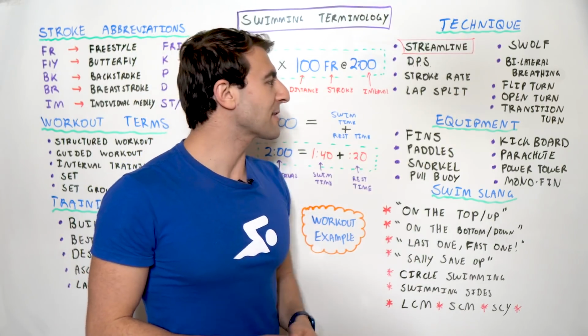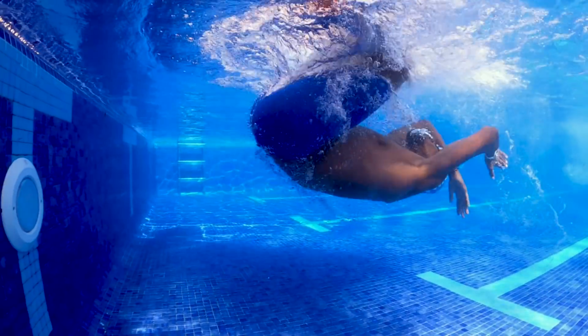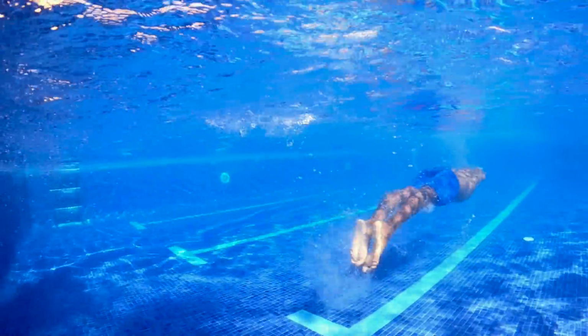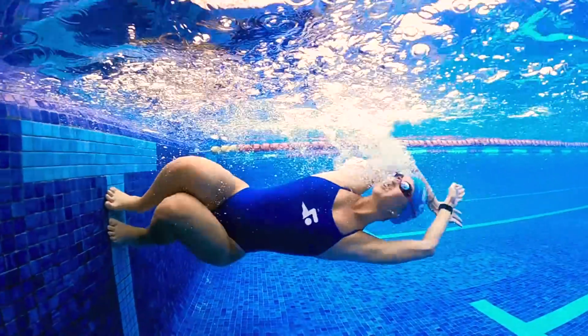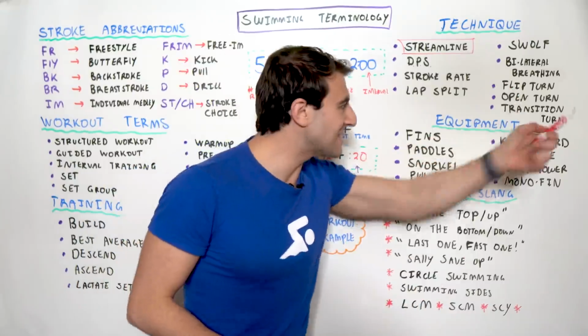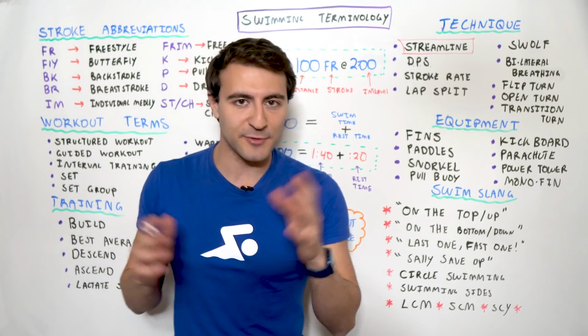Then we have 3 different kinds of turns. We have a flip turn, and that's a somersault. That's more traditional, you'll see in freestyle and backstroke. You have an open turn, and you'll do the open turn with a 2-hand touch for breaststroke and butterfly. Then you have the transition turn, and the transition turn is where you're doing it in the IM. So there's a few flavors of that.